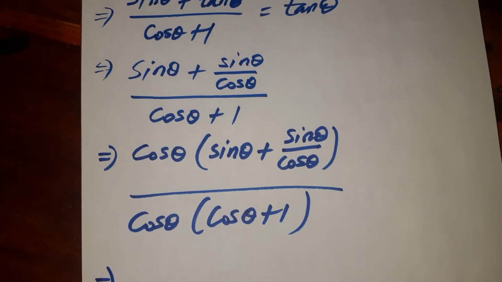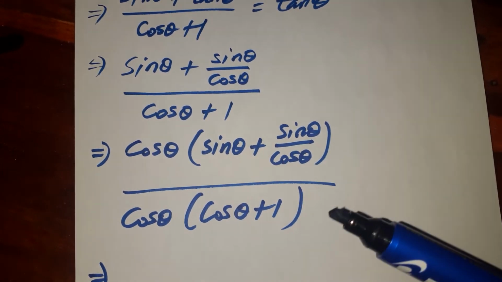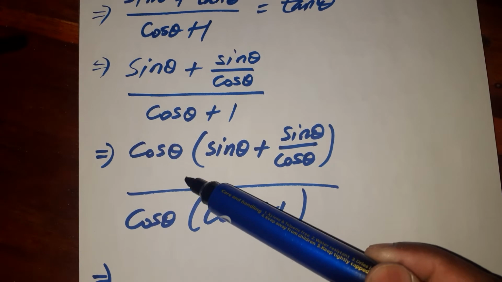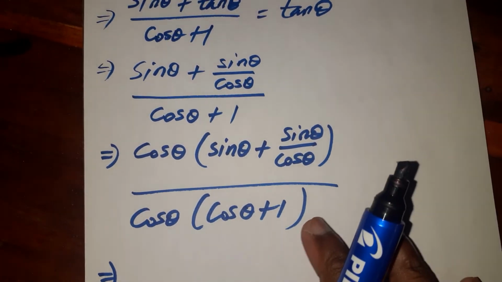Now what we can basically see here is that we did not change anything. The expression that we have here is what we have in brackets. We only multiplied by 1: cosine theta over cosine theta is equal to 1.